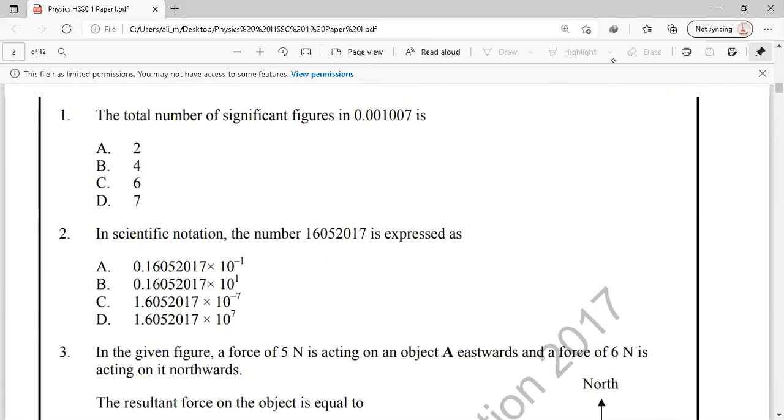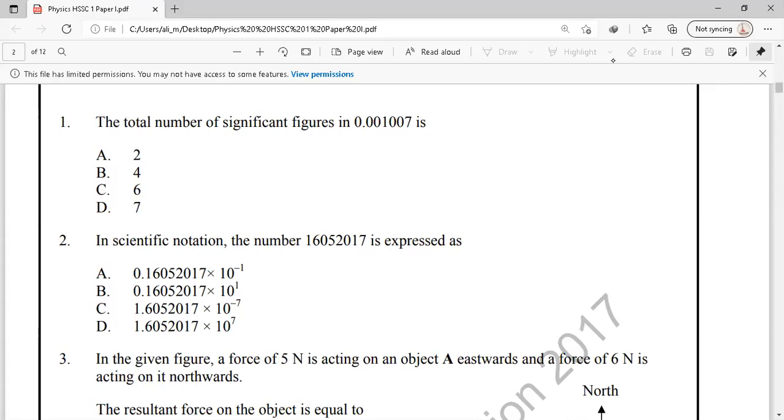So here we have our question number 1. The total number of significant figures in this expression. So the expression is 0.001007. So these three starting zeros are not considered as significant figures. This one and this 7 are significant. That makes these two zeros also significant. So overall we have four significant figures in this expression. So the correct answer for this question number 1 is option B.